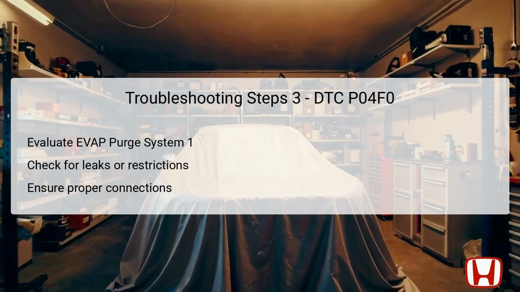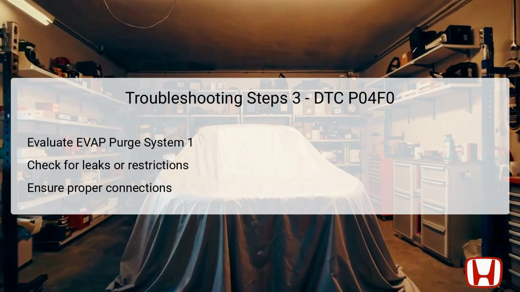The third step is to evaluate EVAP Purge System 1, which plays a vital role in transporting fuel vapors from the EVAP canister to the engine intake. Inspecting this system requires looking for any leaks, blockages, or restrictions that could impede vapor flow. Connections between components must be checked for security, as poor connections can lead to vacuum losses.